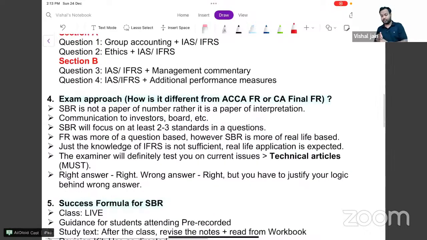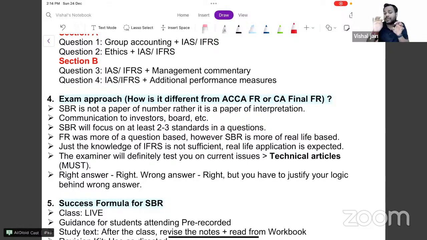Coming to exam approach, how is it different from ACCA FR? Guys, understand, at ACCA FR level it was more of number crunching, with section A, section B, section C. But SBR is not a number crunching paper. It is a paper where you have to explain more and crunch numbers less. Let's suppose the question is to calculate goodwill and explain it, for 9 marks. The calculation of goodwill will be for 3 marks and the explanation of goodwill will be for 6 marks.